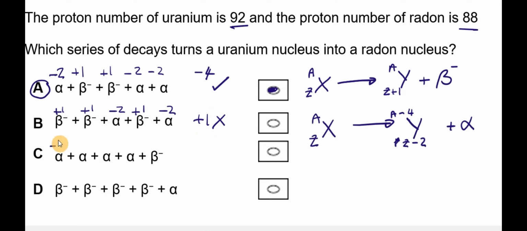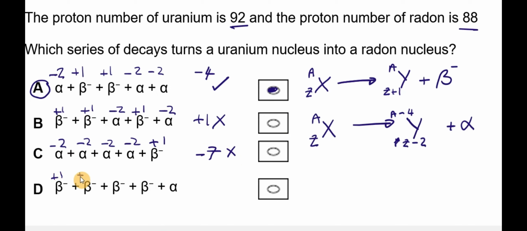Now look at possible answer C. Alpha gives us a change of -2, -2, -2, -2, and +1. That's a change of -7, definitely wrong. And finally, +1, +1, +1, +1, and -2 gives us an increase in the proton number of +2. Again, wrong.